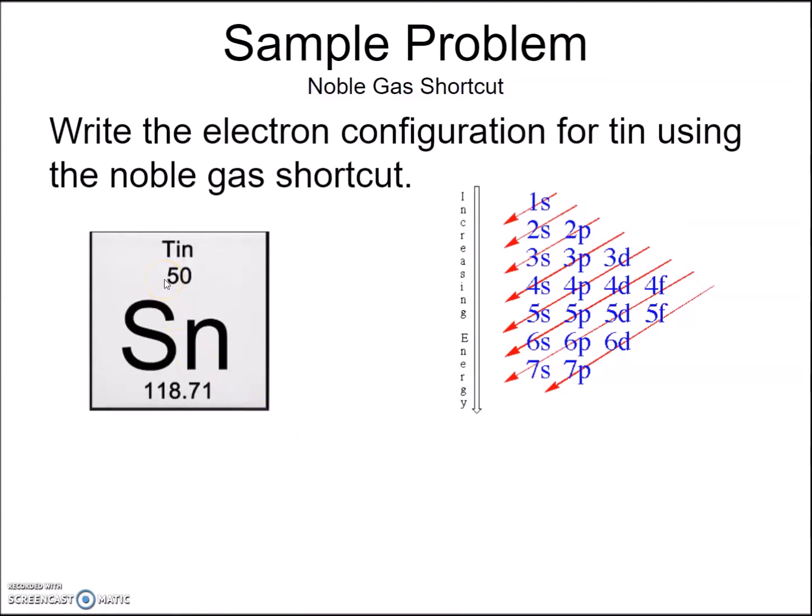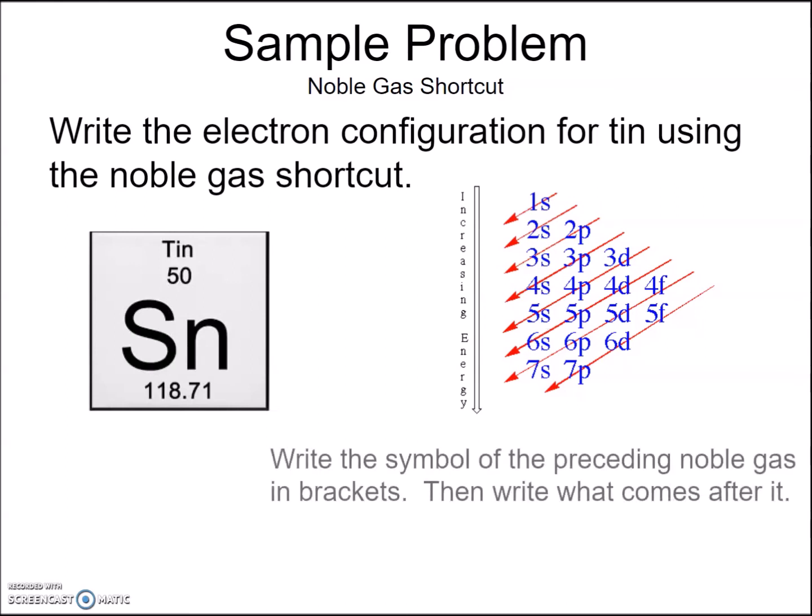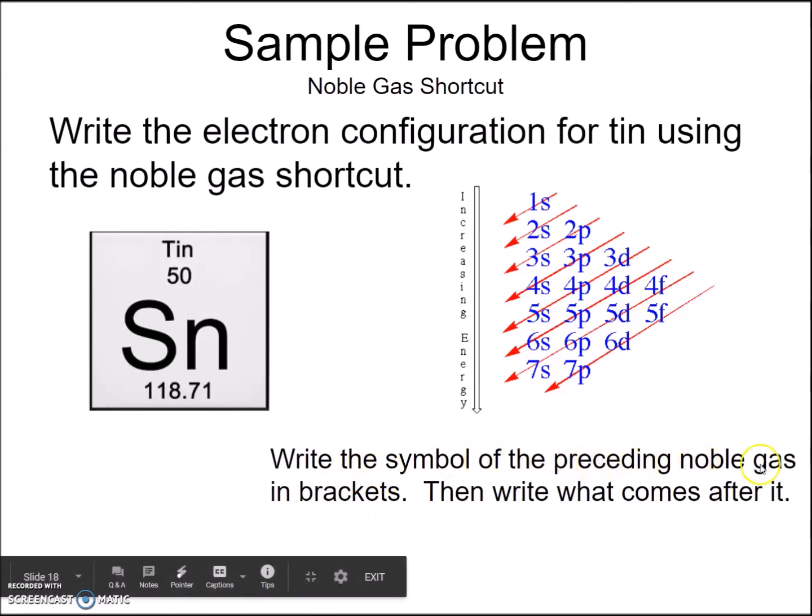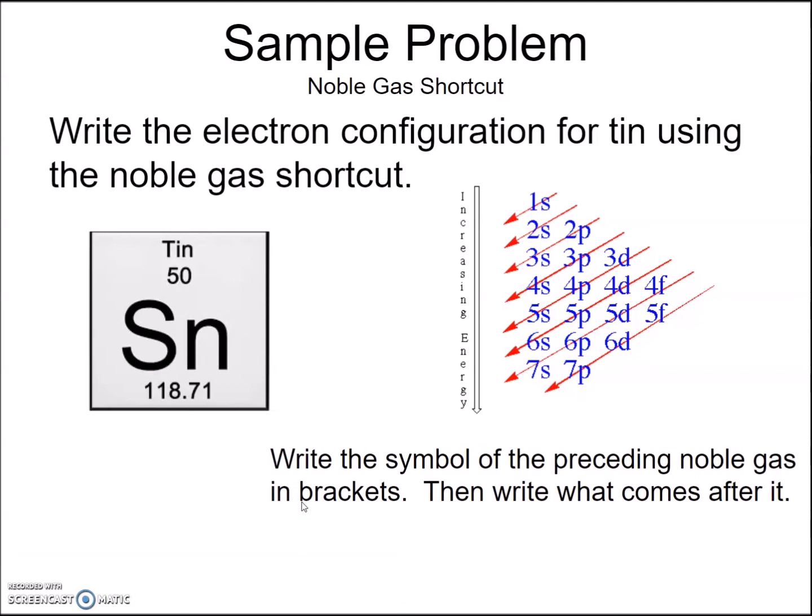So if it's element number 50, we presume a neutral atom. Then you'd have the same number of electrons as protons. We'd recall the order of filling sublevels. And I'm encouraging you to think about the noble gas shortcut. Write the symbol of the preceding noble gas in brackets. So on the periodic table, count down from 50. What noble gas comes before 50? Don't count up to 54, xenon. Count down to the previous noble gas, krypton, that's element number 36.